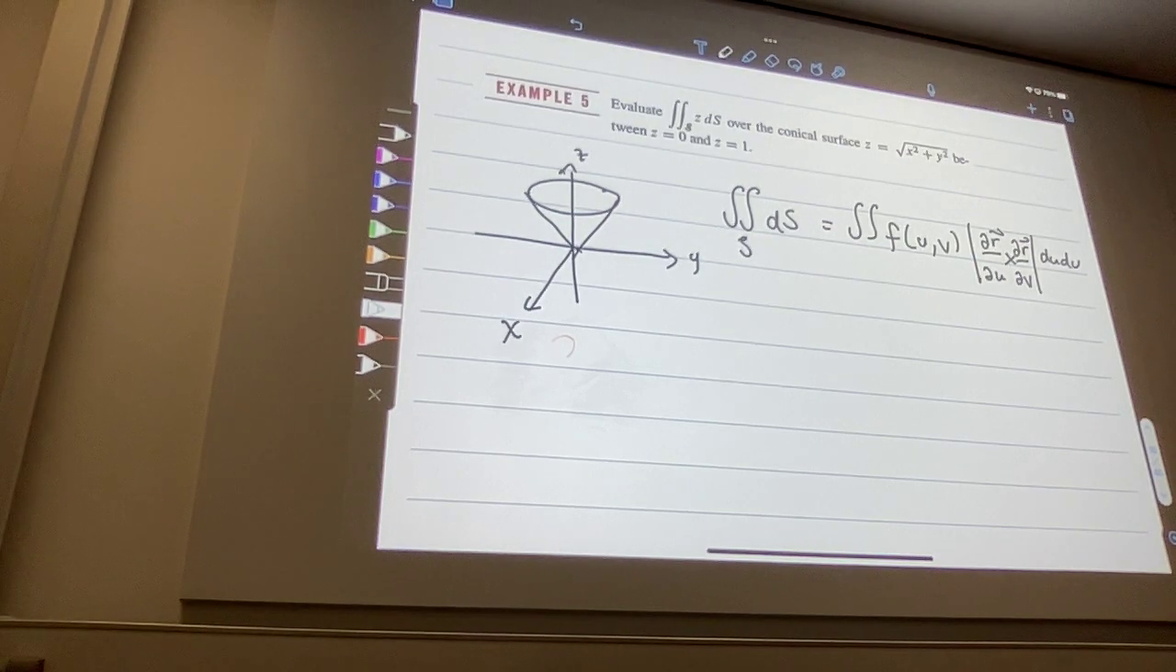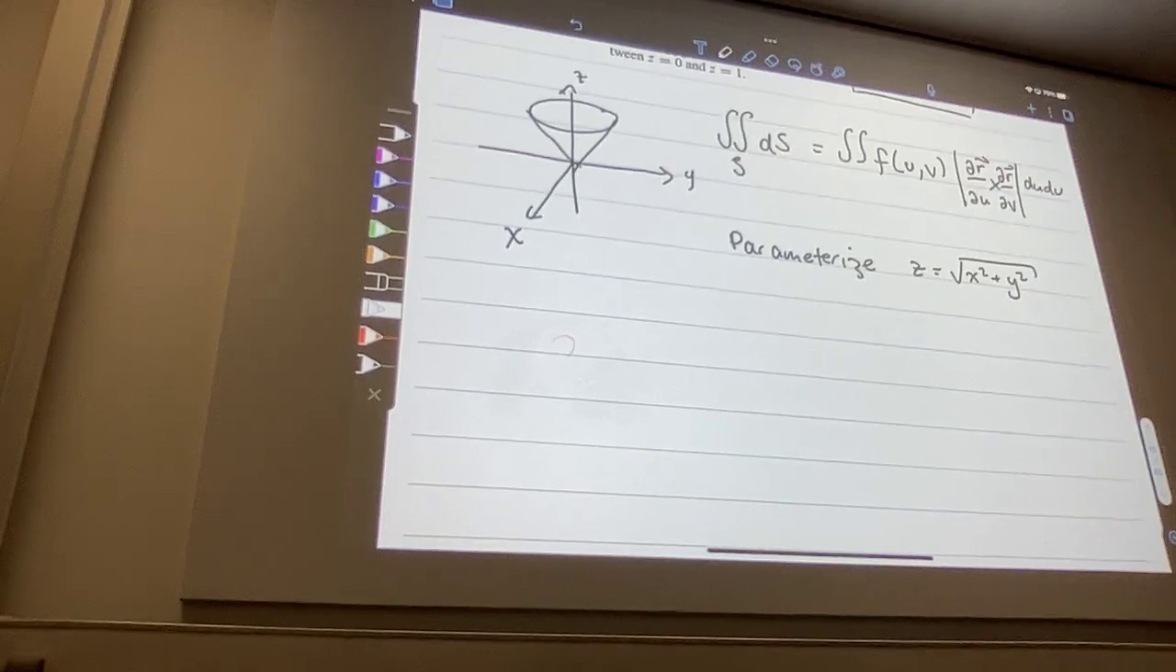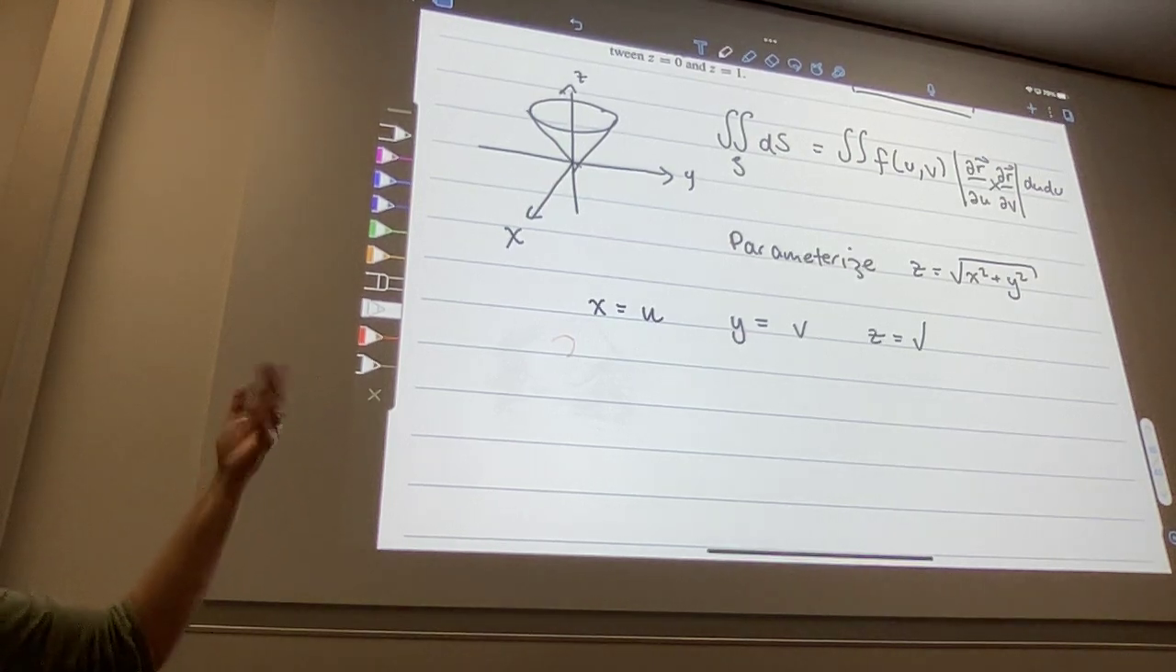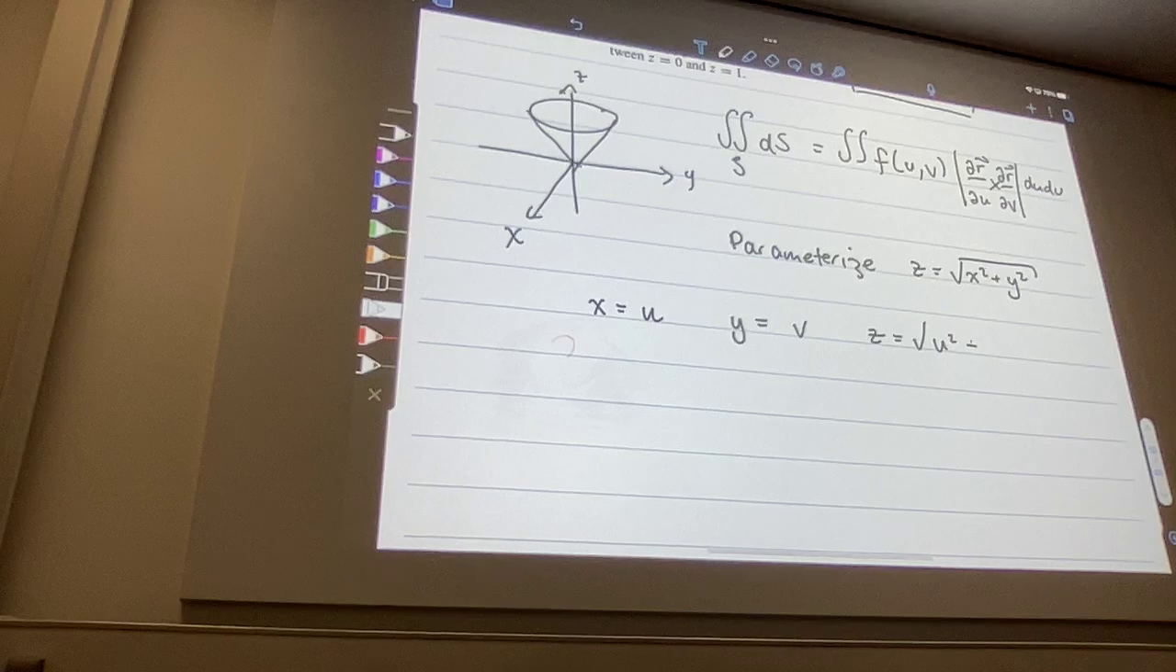Okay. So the first thing we need to do is parameterize this surface. So we want to parameterize this thing over here. So I'm going to talk this through using u's and v's, but you'll see at the end that actually we could just think of x and y as our parameters, but I want you to see it in terms of the variables that we've used in the discussion so far. So really what I'm going to do is let x equal the parameter u. I'm going to let y equal the parameter v. And I'm going to let z therefore be, because our z is root x squared plus y squared, the square root of u squared plus v squared.